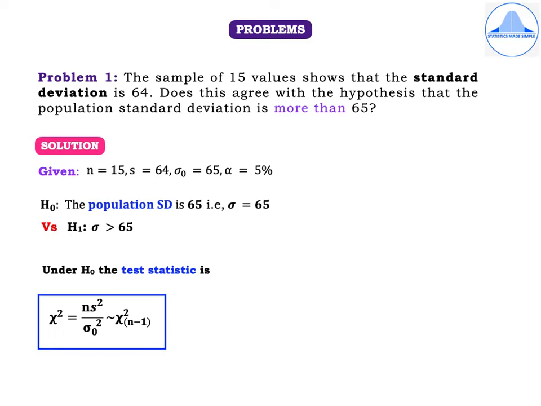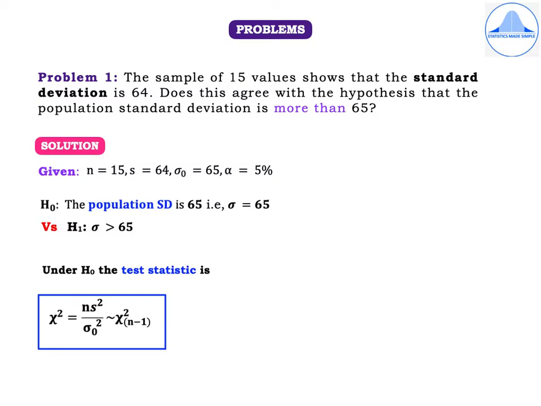Now let us identify the three values which we require. So in the first sentence, you see the word sample of 15 values. So under solution, first write given n is equal to 15. Then the standard deviation of the sample is 64. That means small s is equal to 64. And then they have asked a question, does this agree with the hypothesis that the population standard deviation is more than 65? So the population standard deviation is nothing but sigma naught here, which is equal to 65. And since alpha is not mentioned in the problem, we take it as 5%.